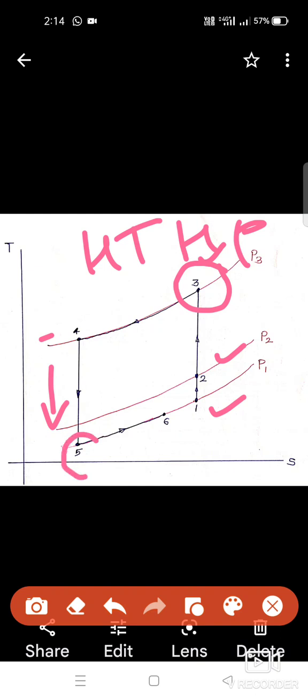Point 5 indicates very low temperature, low pressure air, and this now is provided to the aeroplane cabin. From point number 5 onwards, this air is going to the cabin of the aeroplane. So in this way 5 to 6 is a refrigeration process.